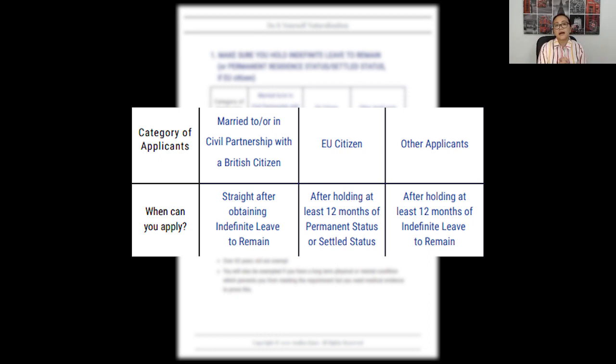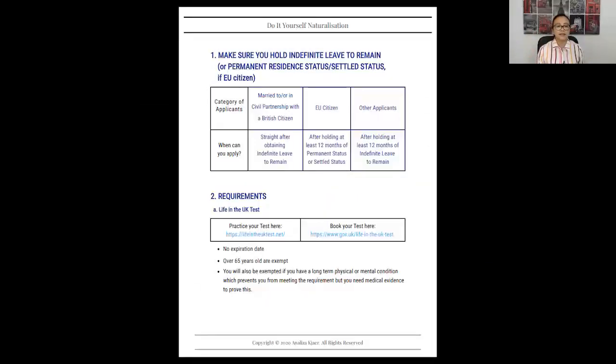And for the rest of the applicants, it's the same rules as for EU citizens. Still, you have to hold the indefinite leave to remain status for 12 months, and it's only after 12 months you can apply for citizenship. Okay, so I hope that's very clear. I don't think there's any confusion there at all.